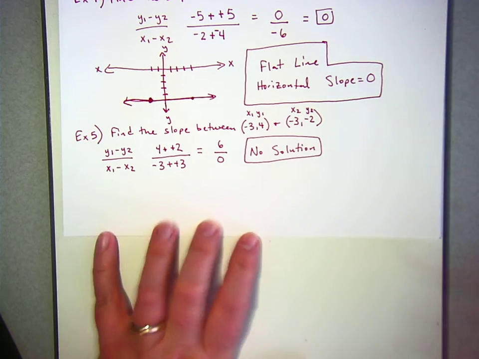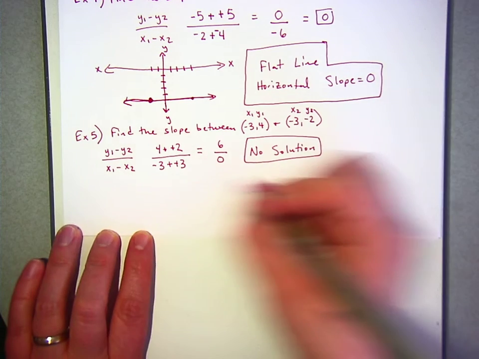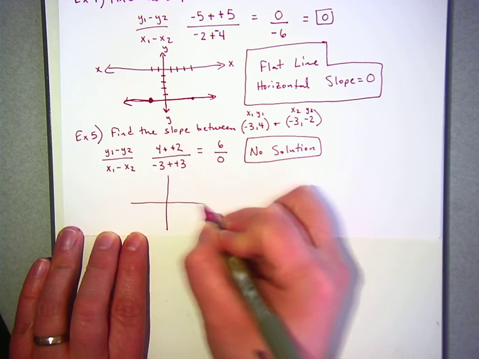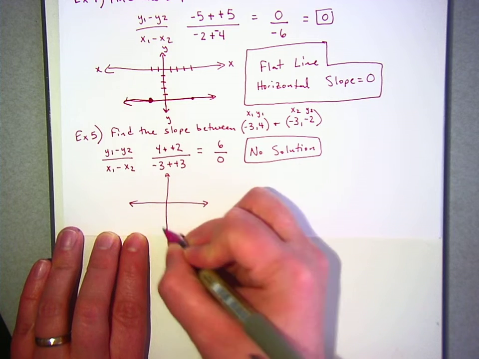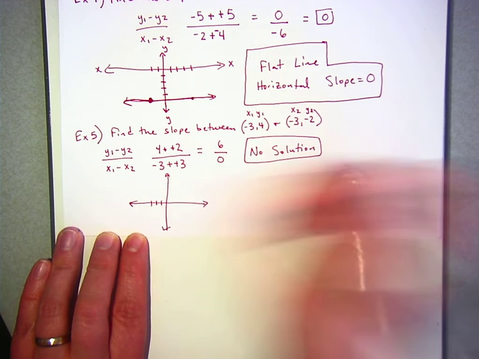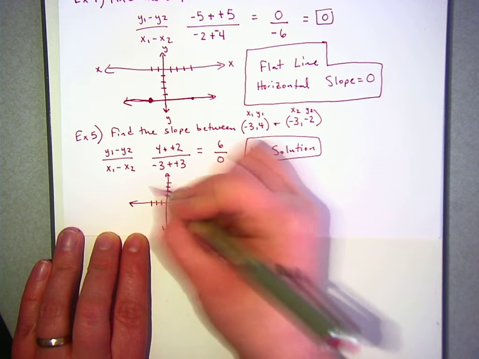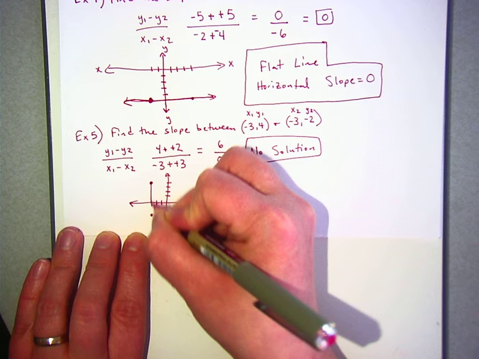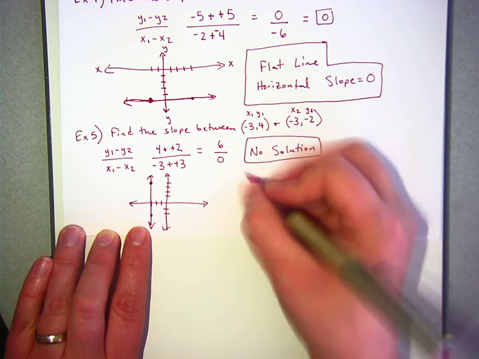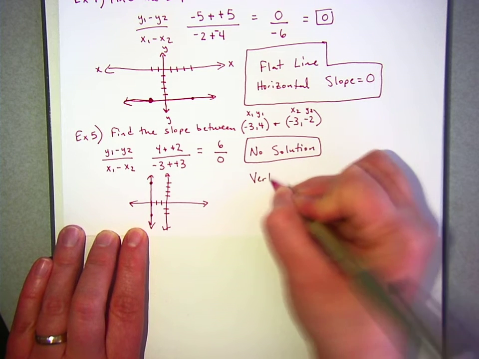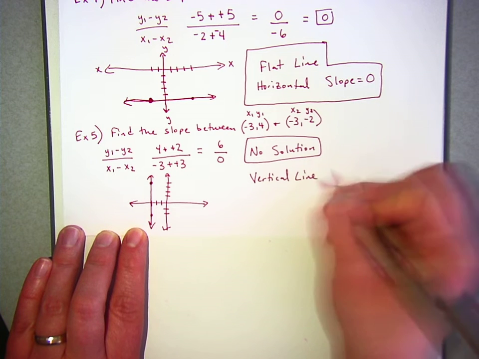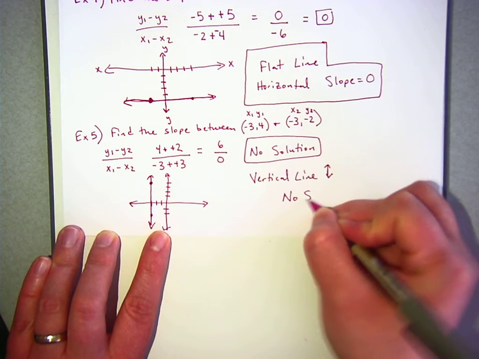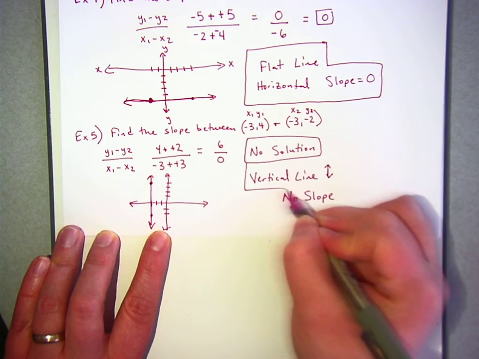So we're going to write this down now. If you were to graph this, quick, do a little graph here. If I was to graph this, I would say this is at -3, 4 and -3, -2, which is right here. That's a perfectly vertical line. So a vertical line that's up and down has no slope, or you could say no solution.